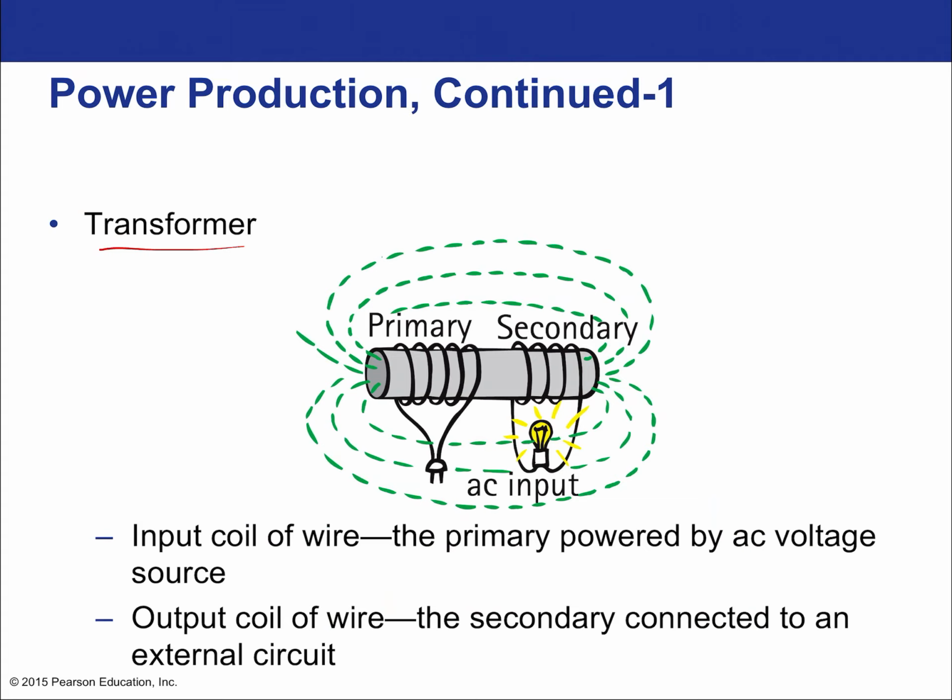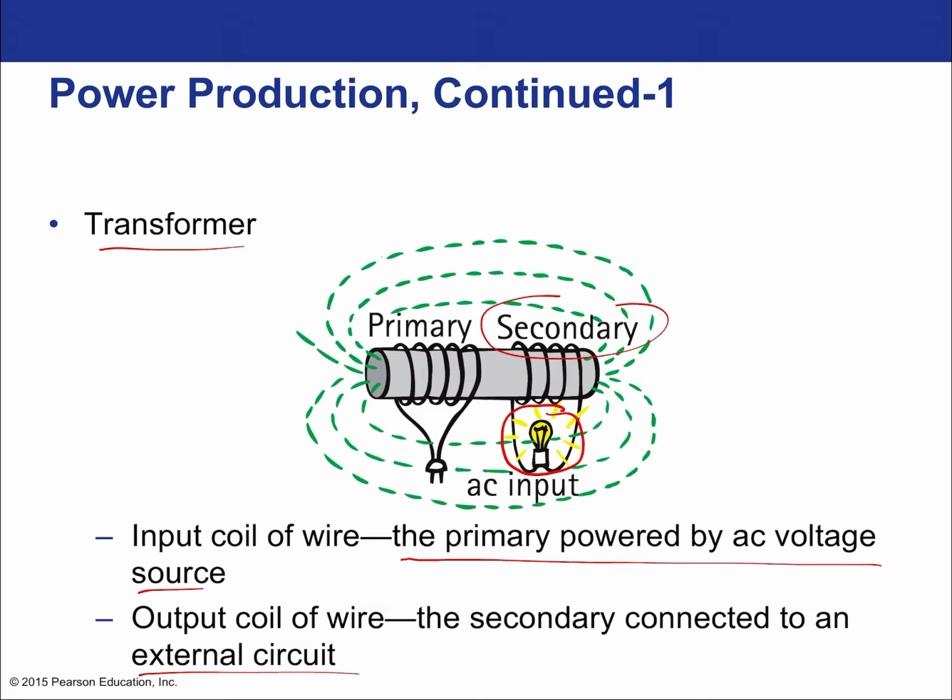The input coil of wire, the primary, is powered by an AC voltage source, and the output coil, also known as the secondary coil, is connected to an external circuit. So we have the power come into the primary, and then we have the secondary come out and then get used for something like powering light bulbs in our home. Okay. So what's going on with that?